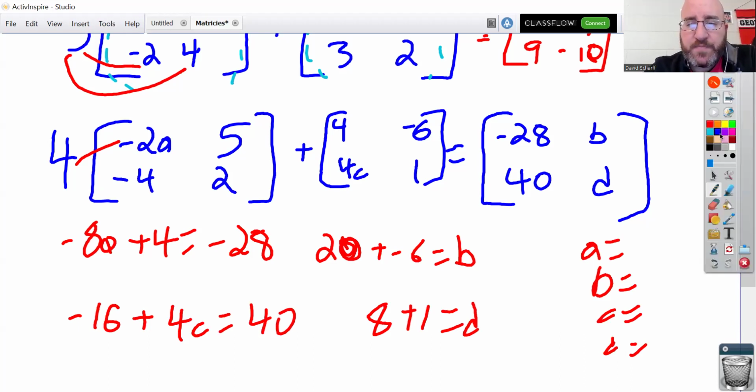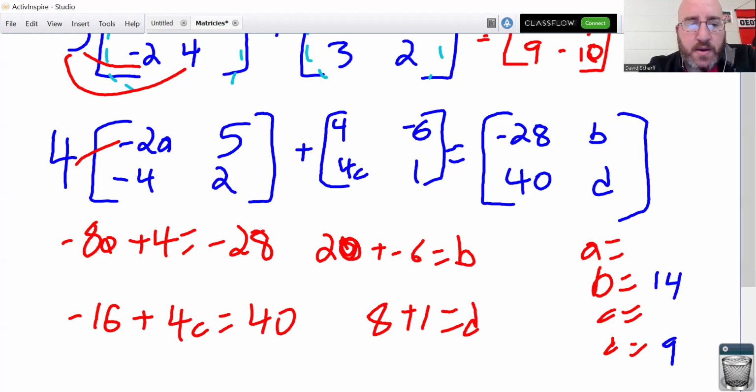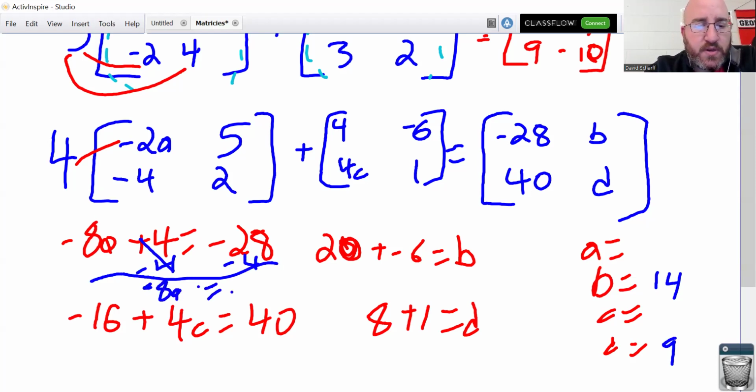Bottom right, 8 plus 1 is 9. Top right, 20 plus -6 is 14, 20 minus 6 for B. Now A, again, -4 on both sides. -8A equals -32. Actually divide both of them by -8. I'm going to do it sideways here since I didn't fully have room. And A is going to be 4.